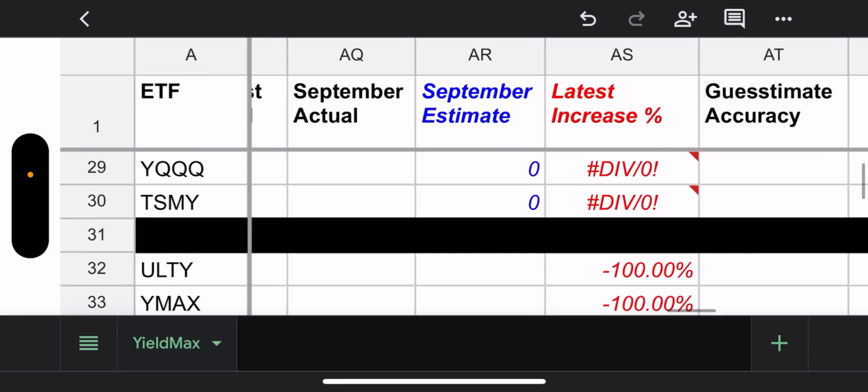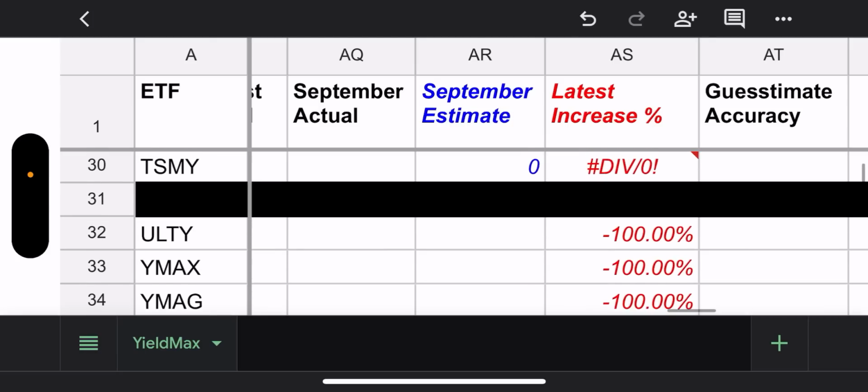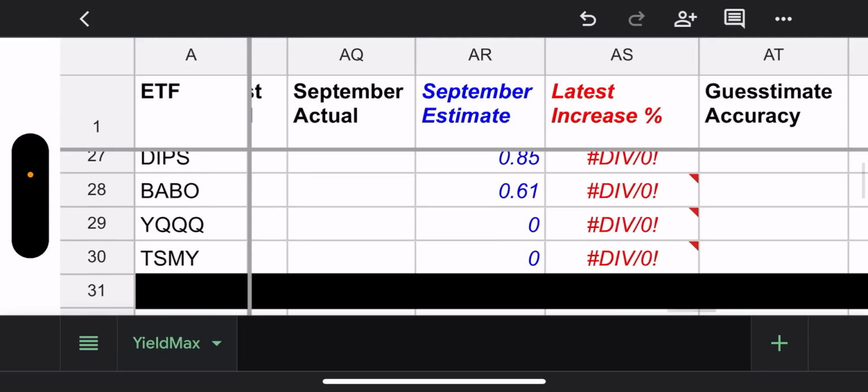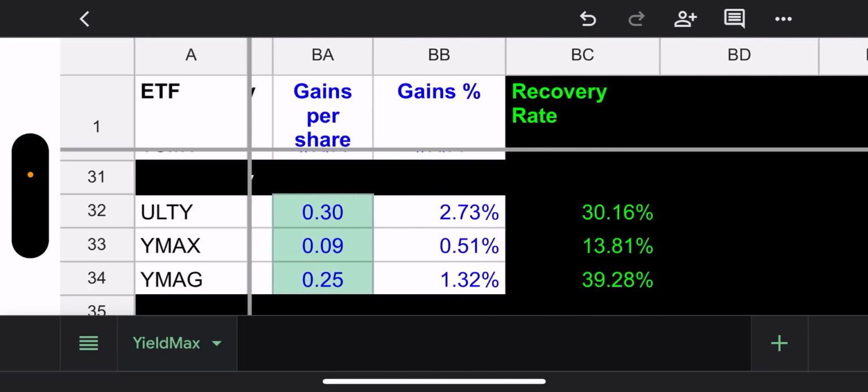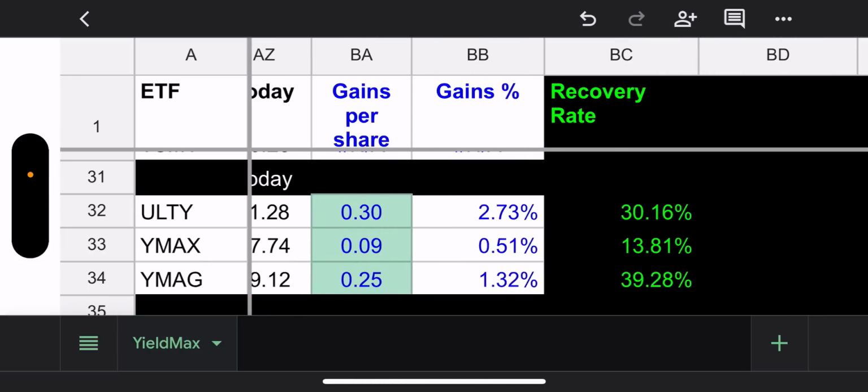As mentioned, YQQQ and TSMY launched too late to have a distribution this month. And then, of course, ULTI, YieldMax, and YMAG, it's way too early for them. But as far as their recovery rates, if you're interested, they are currently at, ULTI's at 30%, YieldMax is at 13%, and YMAG is at 39%.